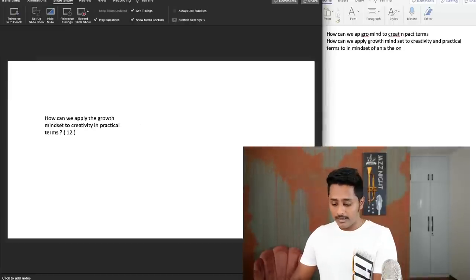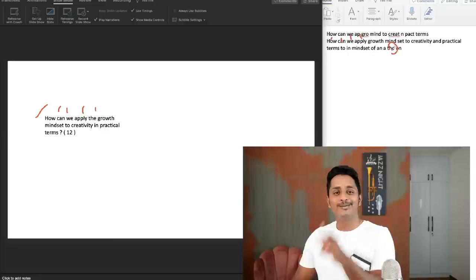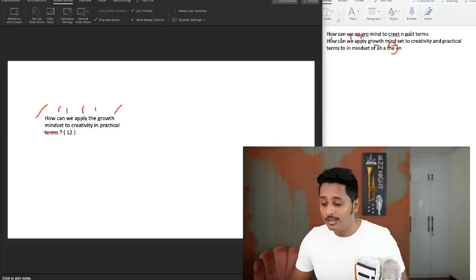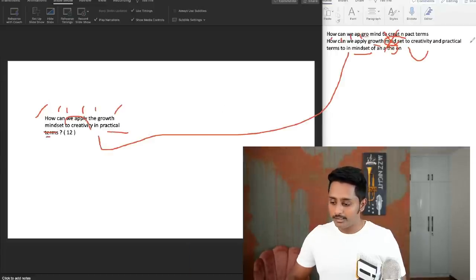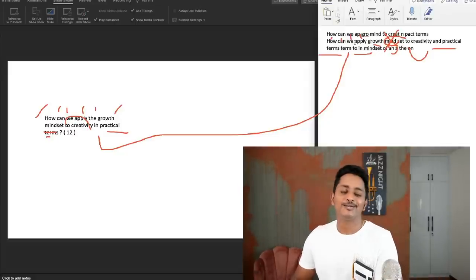How can we apply, see here, how can we apply, the will give me a mark. Growth mindset is one word. This will not give me a mark. Mindset, this will give me a mark. To creativity in practical terms. Probably I could have added terms as well. I again get 12 out of 12.